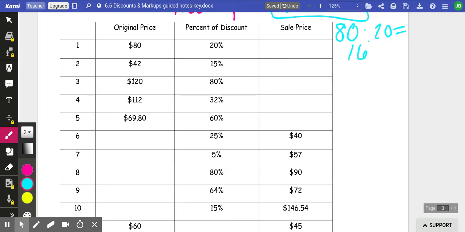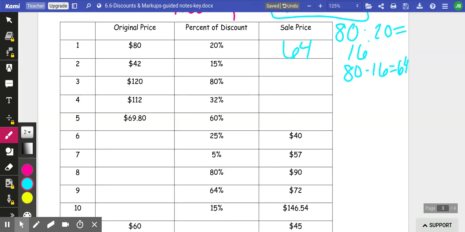And then I need to take my $80 and subtract that 16. And that will give me my $64 price. So my sale price is going to be $64.